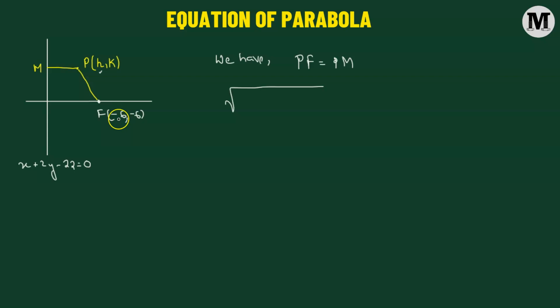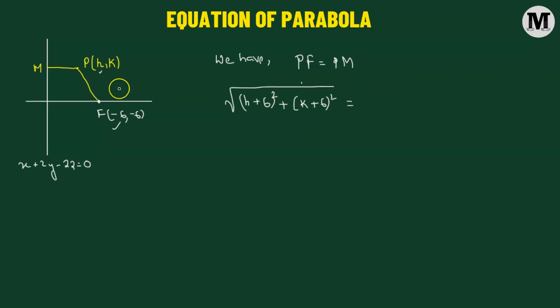So we'll take the x coordinate of P and the x coordinate of F and take the difference. So that gives us h minus -6, so we get h plus 6. We're going to square this value, then add it to the difference of the y coordinates. So that's k minus -6, so we get k plus 6. We're going to square this value. So this is going to be the length PF.